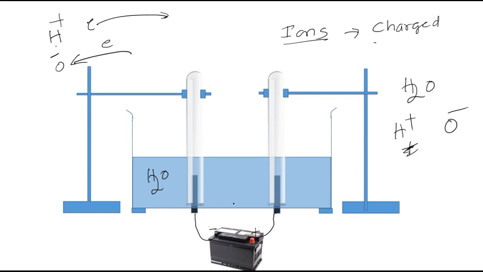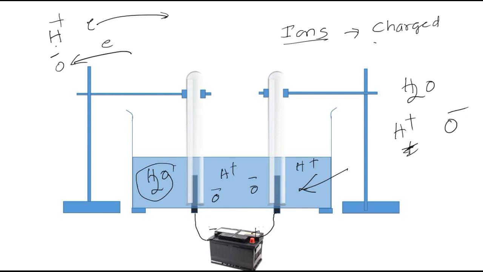So this happens when the current is made to go into this water, right? And so you find H plus and O minus split in this liquid. Earlier it was H2O. Now because of electricity they are split into H plus and O minus.